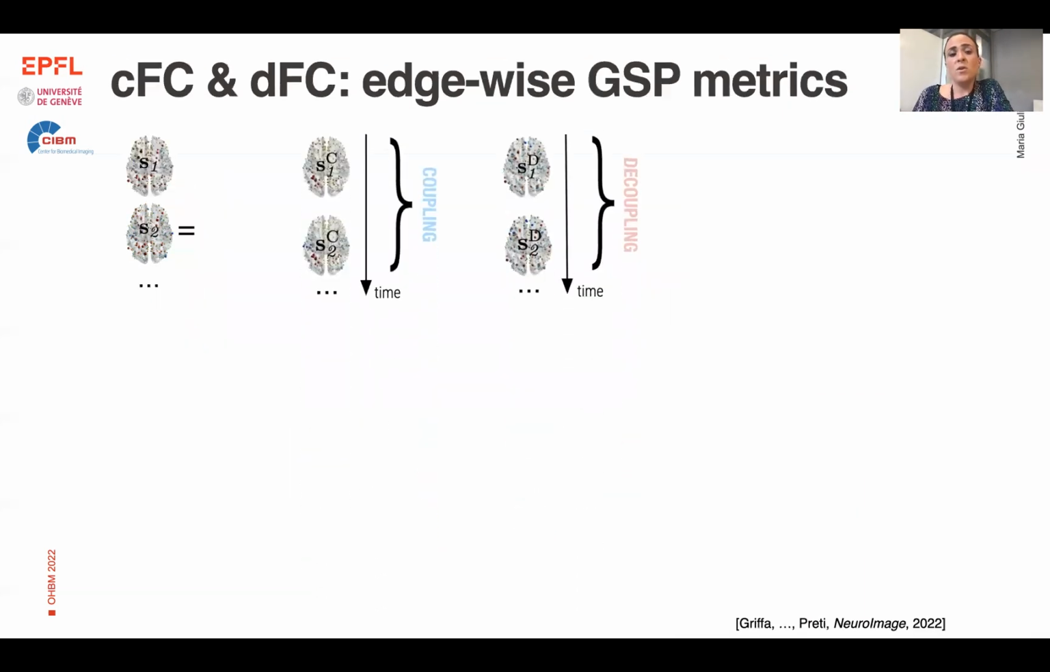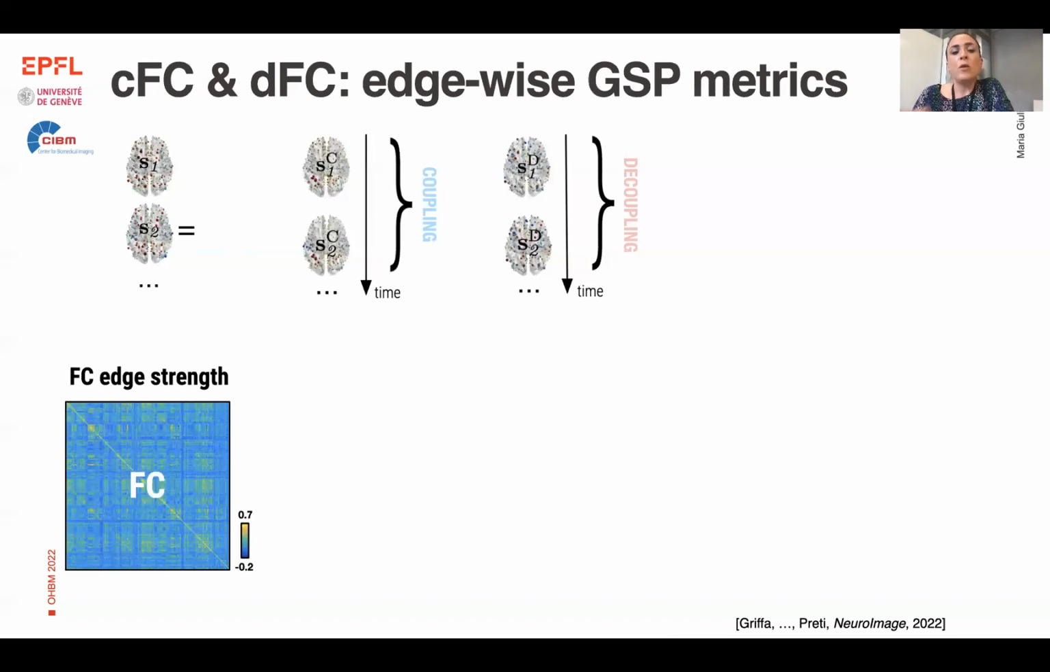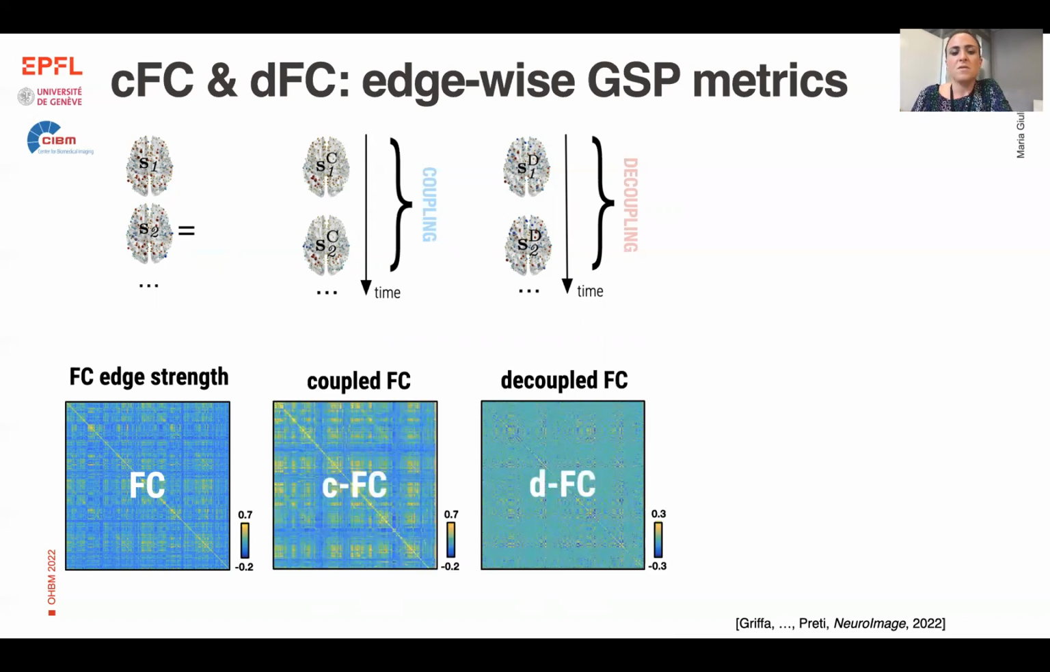But then we can also consider edge-wise metrics of structure-function coupling. To do that, we want to find an equivalent of the functional connectome. Normally from the fMRI time course you can find pairwise correlations, what we call functional connectivity. Here we want to find an equivalent of that, but from the coupled and decoupled portions. So we find equivalents of the FC, a coupled version and a decoupled version, which we refer to as CFC and DFC.